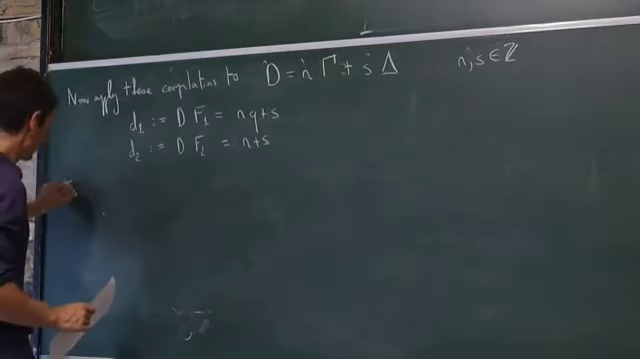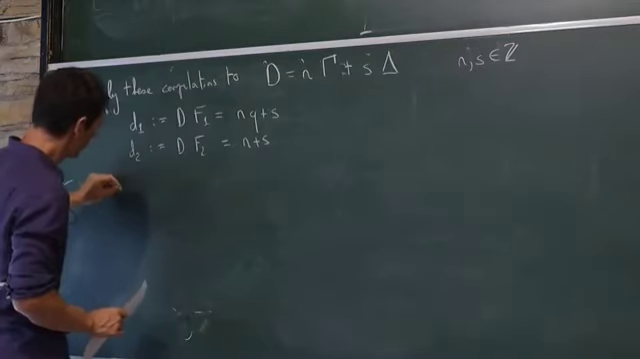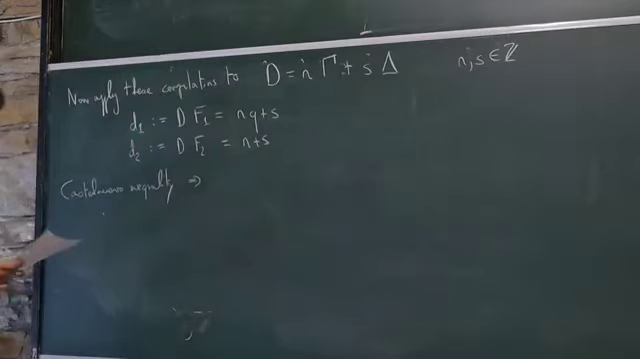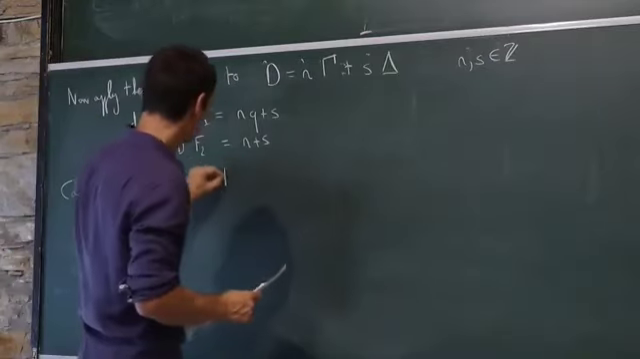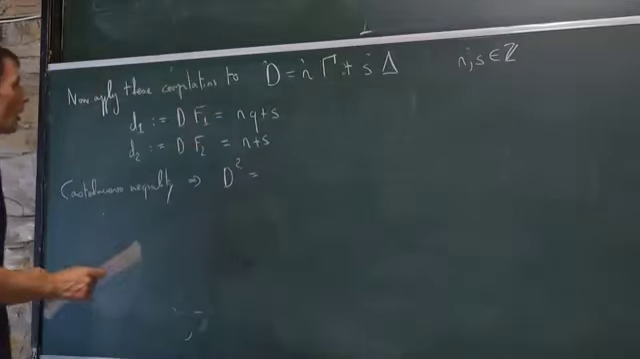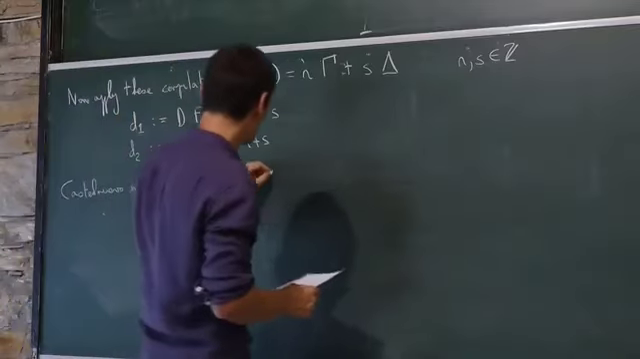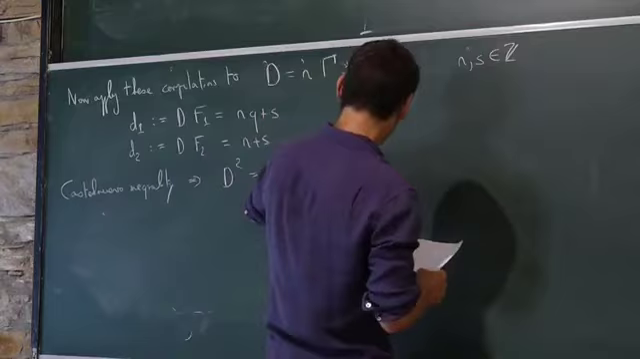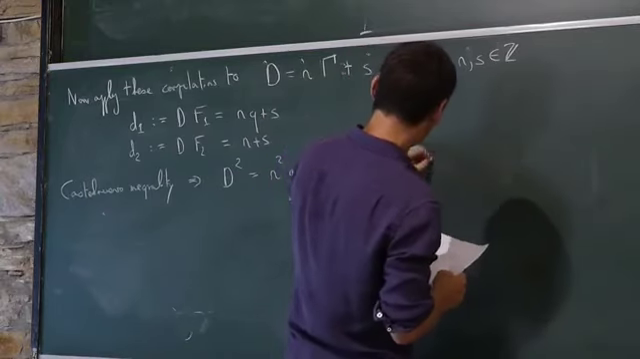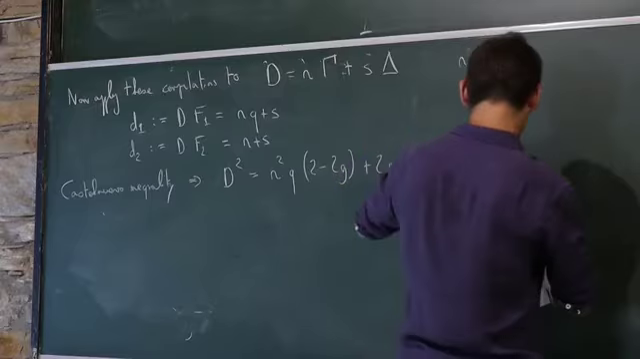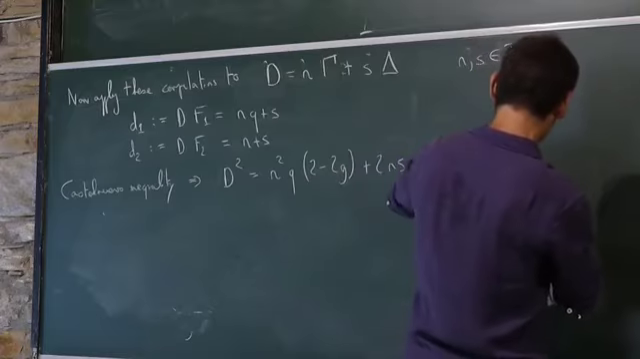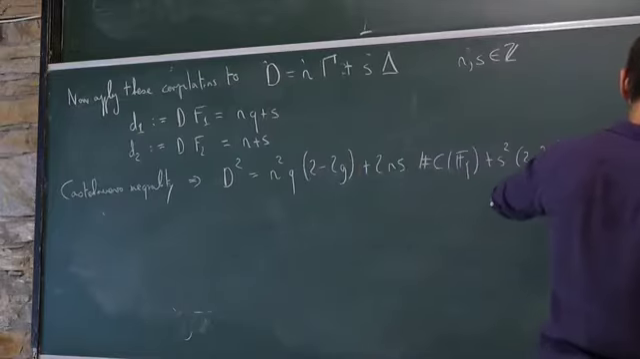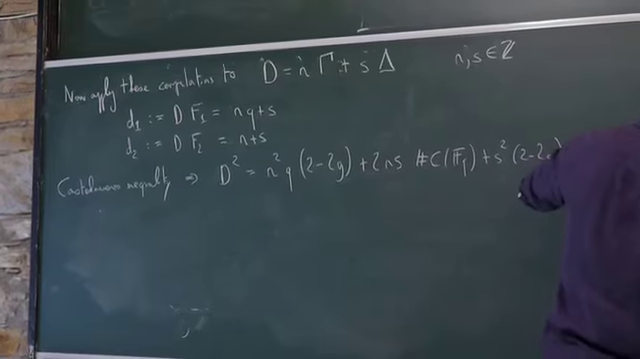So what does the Castelnuovo inequality imply? It implies that D squared, which if I do the computation is going to be R squared Q times (2 minus 2g) plus 2RS times the cardinality of C over Fq plus S squared times (2 minus 2g), is smaller or equal to 2 times D1 D2, so 2 times (RQ plus S) times (R plus S).